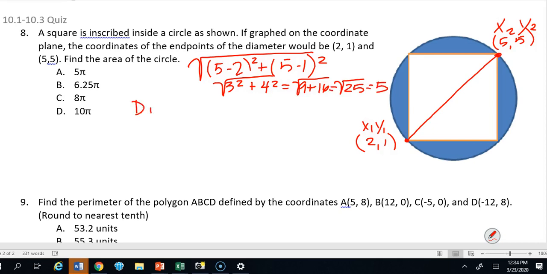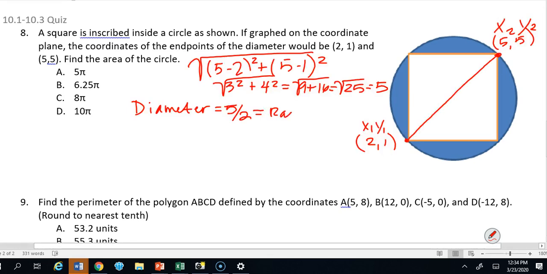So our diameter equals 5, and we know that the radius is half of that, right? So we're going to divide that by 2 to get our radius. So our radius is going to be 2.5.